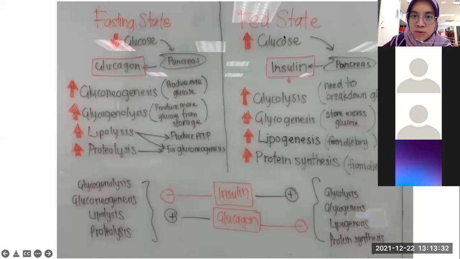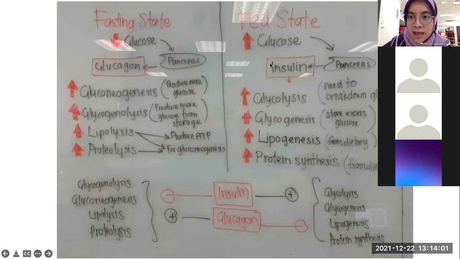Let me quickly go through. Fed state meaning after we have eaten something. After we have eaten something, of course, our glucose concentration will increase. So who will detect this? Pancreas. Pancreas is an organ. So pancreas will release insulin. Insulin is a hormone. Hormone means it's a signaling molecule. It will send a signal to our body.